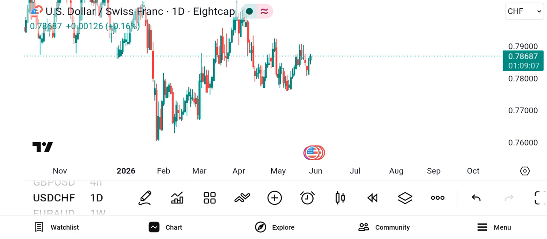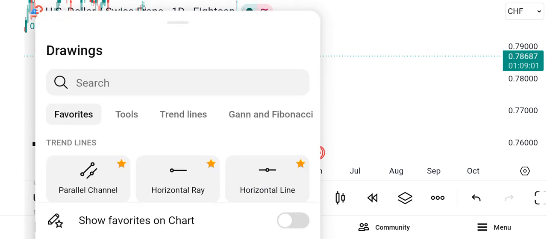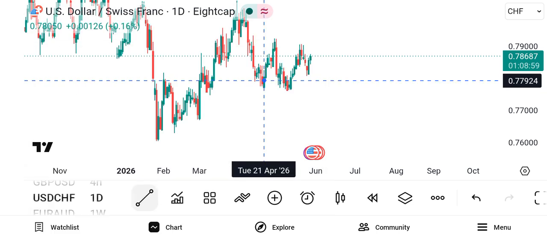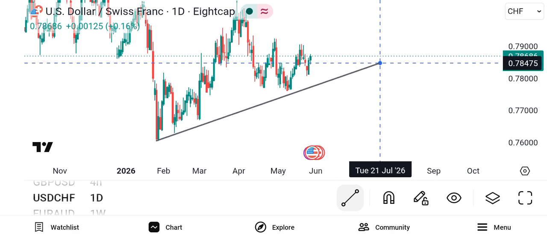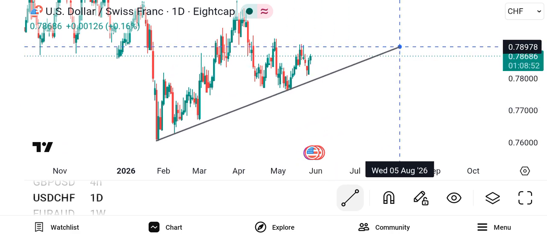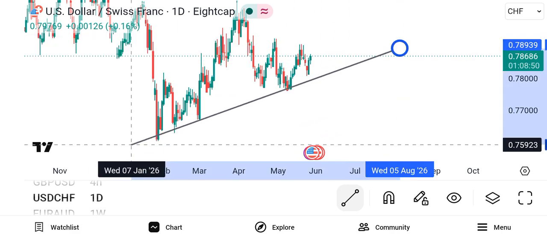I mean to say, first, why I'm still sticking that this pair is bearish. The market has been bearish lately. So first, I bring in my trend line from here, all the way from here. I love this kind of trend line because it's mostly reliable.